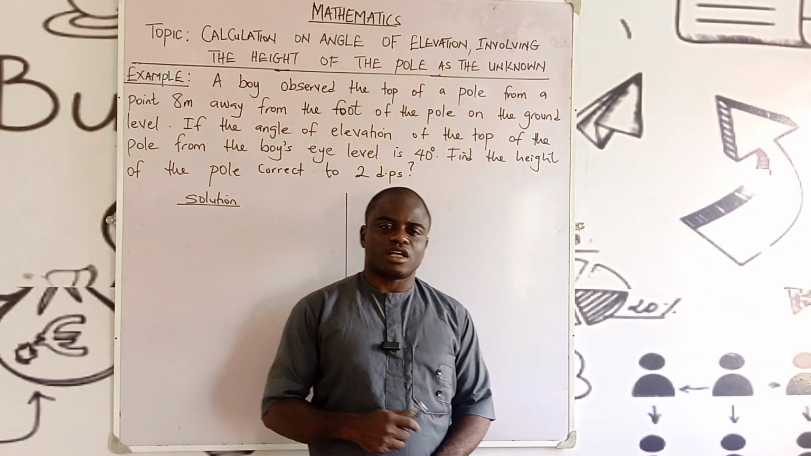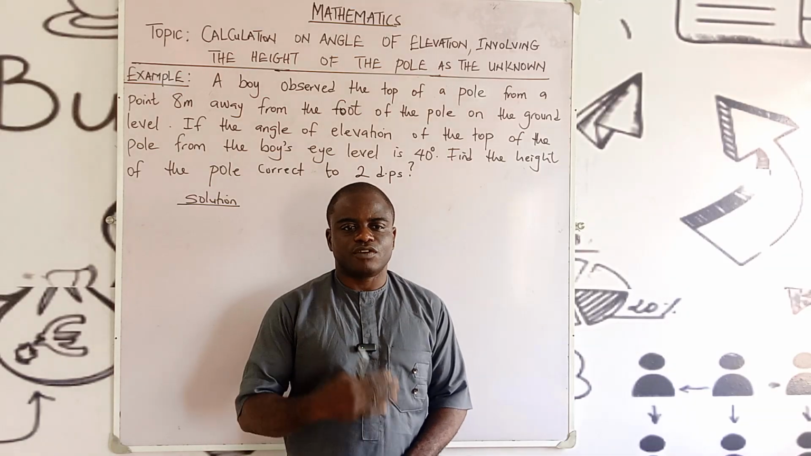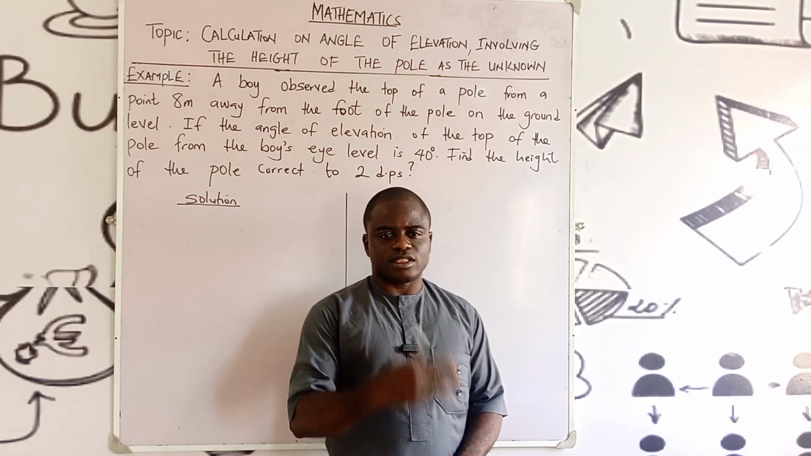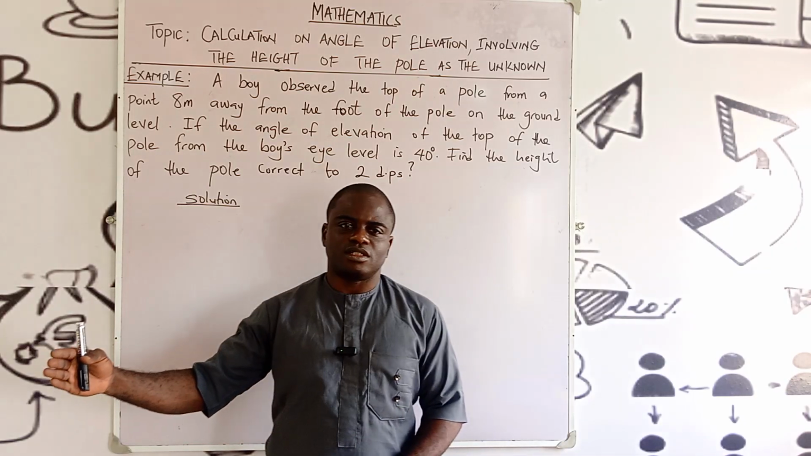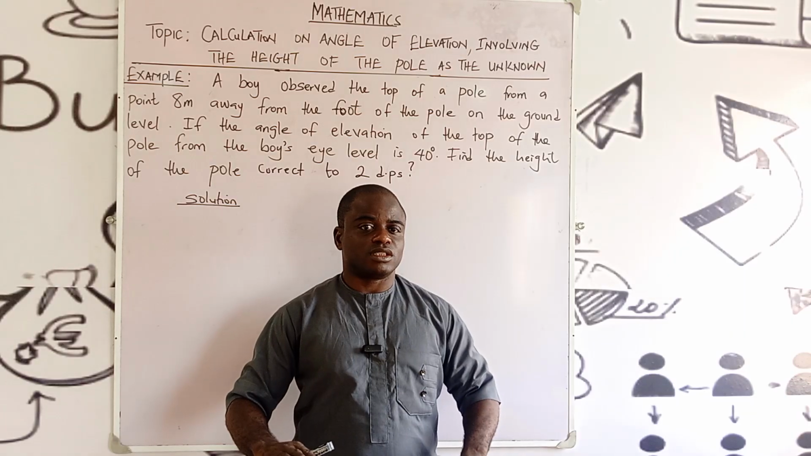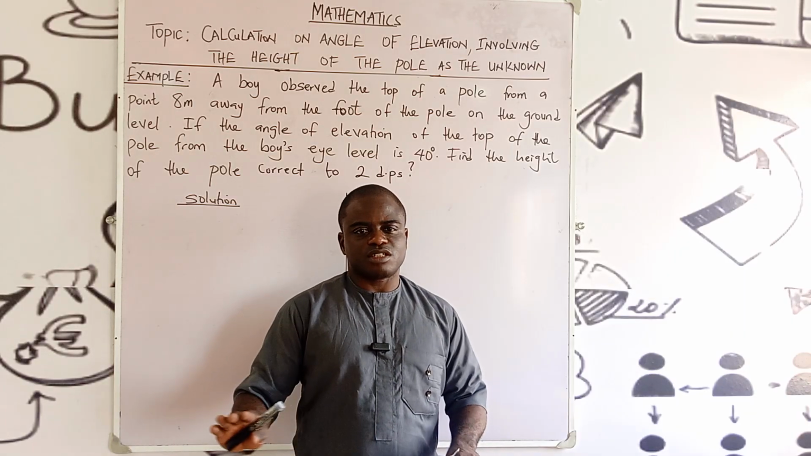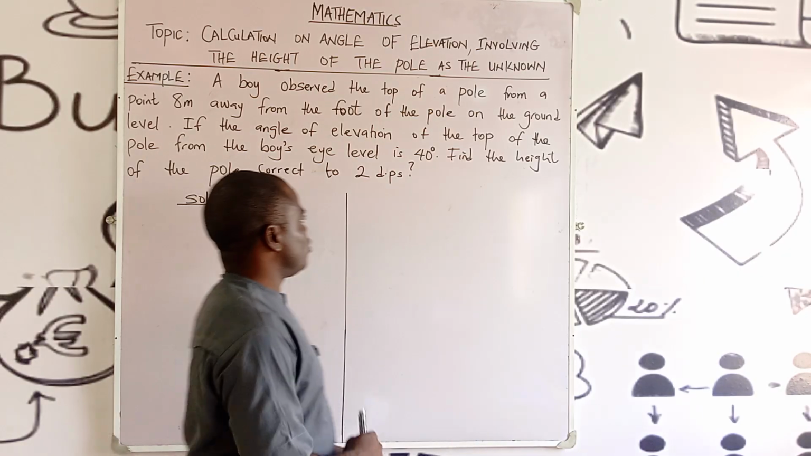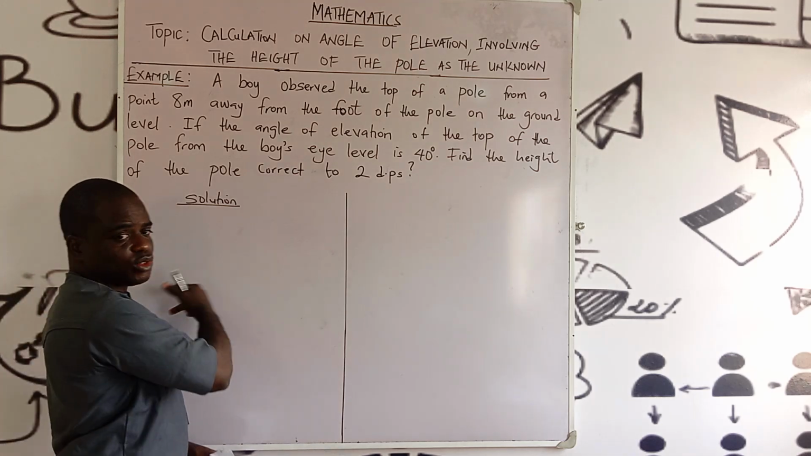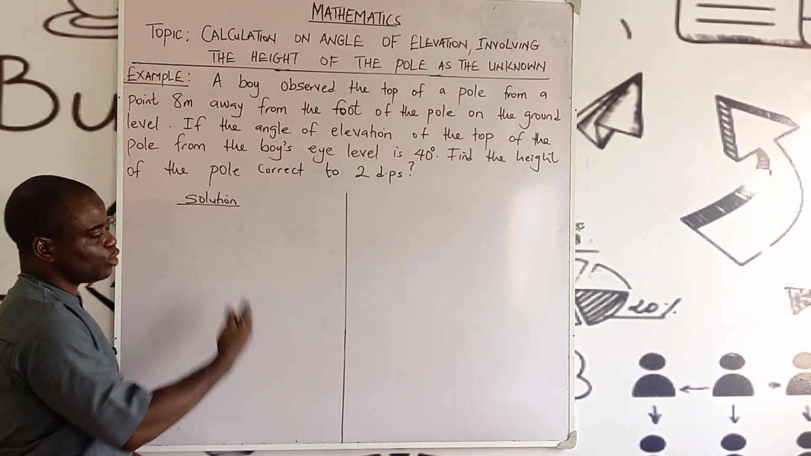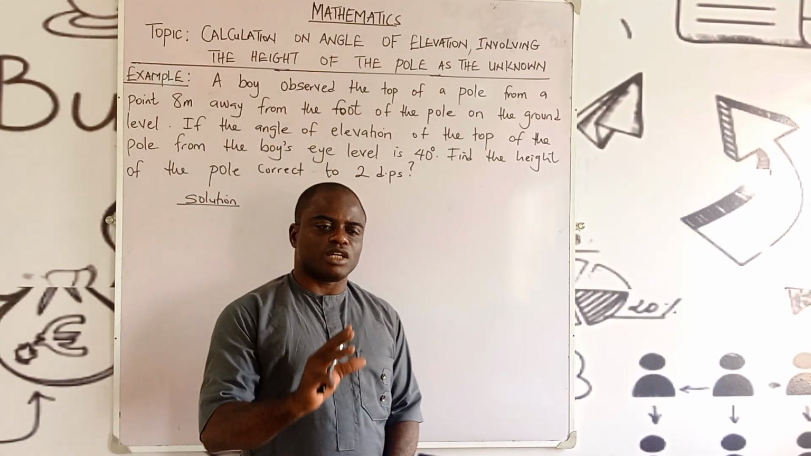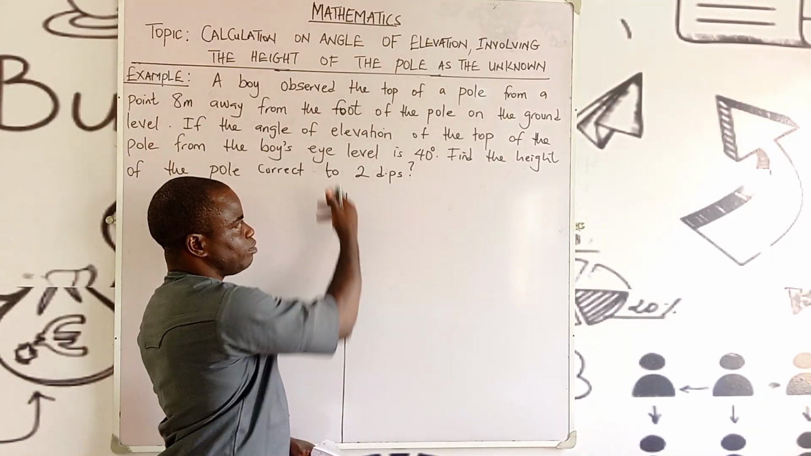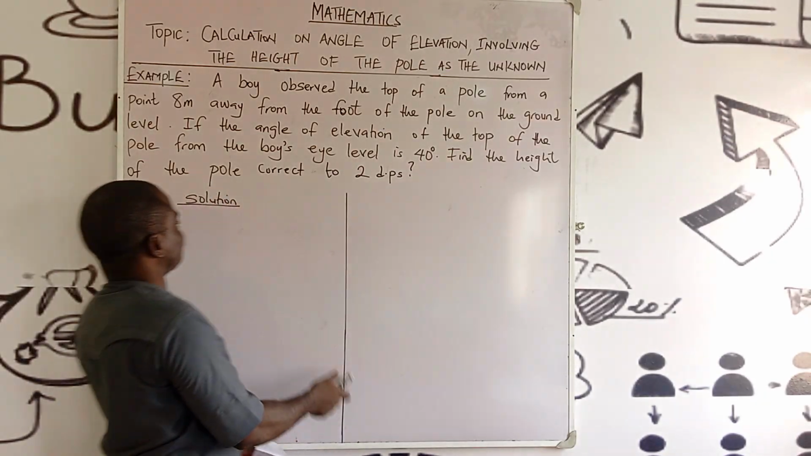Today we're considering calculation on angle of elevation involving the height of the pole as the unknown. We're going to look for the height of the pole. There's a boy standing on the same level ground with the pole, and the distance between the boy and the pole is 8 meters. Let's see what's on the board. You have to represent the statement with a diagram before you can proceed with the calculation. The diagram will give you the information needed to solve the problem given as a statement.